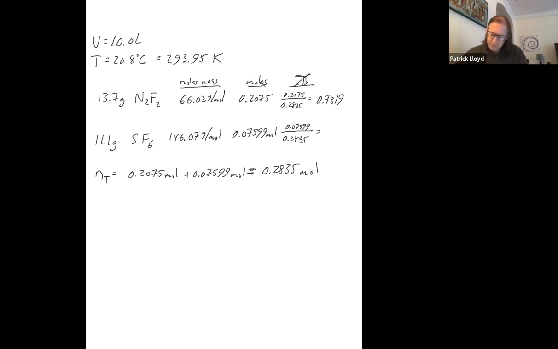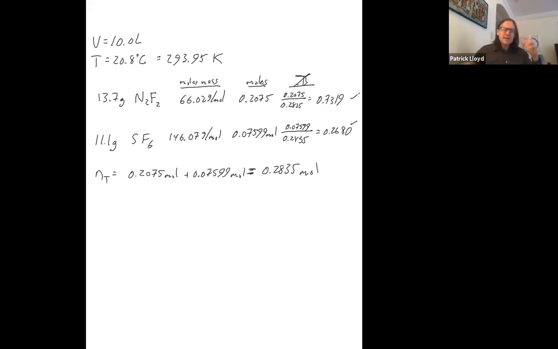Okay, so 0.07599 over 0.2835, 0.2680. It should add up to pretty close to 1, right? Remember, the mole fractions should add up to 1. So if you add those two together, 0.7319 and 0.2680, you get something really close to 1. It's 0.9999, close enough. We're good to go. So our mole fractions check out.